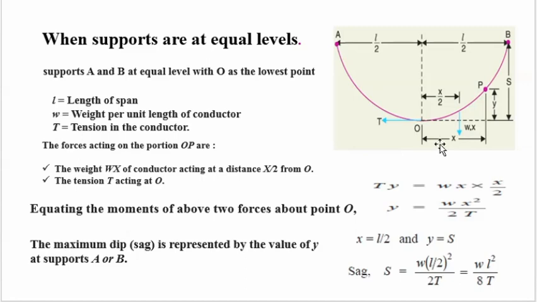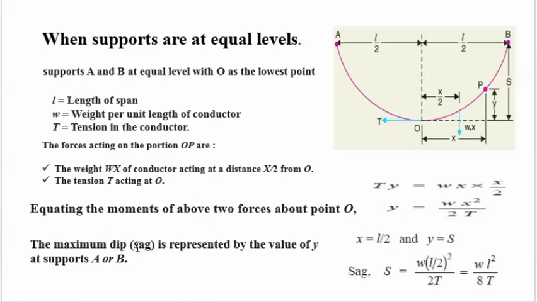For the balance condition, these forces must balance each other, so equating the moments of above two forces at point O, we get this equation where Ty, which is vertical component of this T or tension, is equal to W into X into X over 2, where X over 2 is the half length from O to P. And if we simplify this equation for Y, we get Y is equal to W into X square divided by 2T.